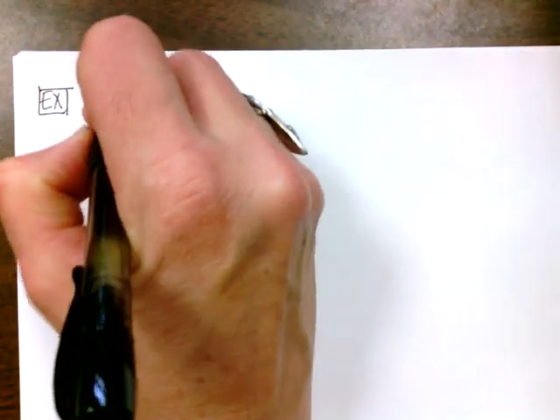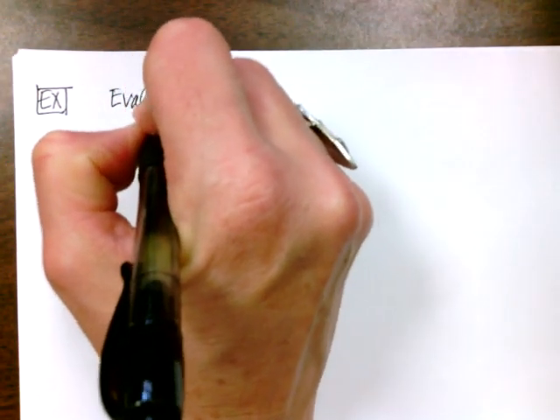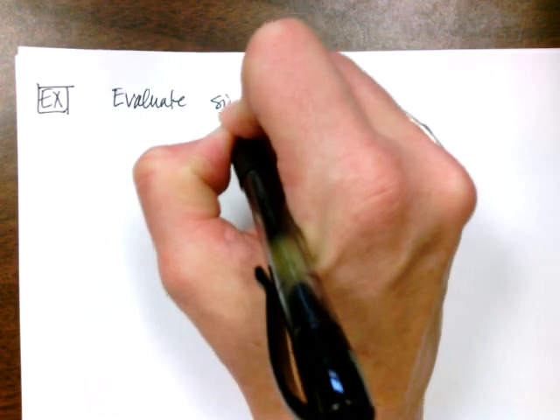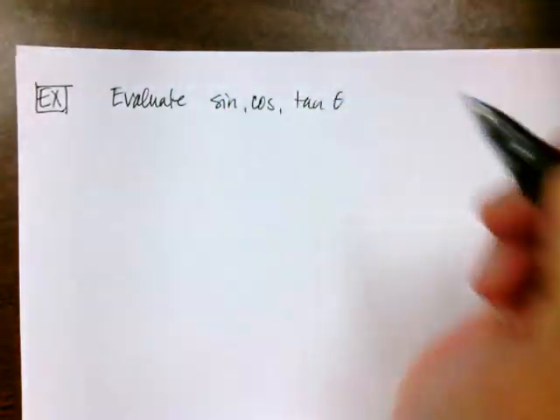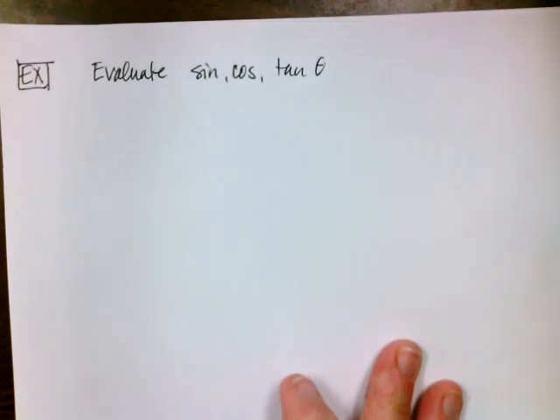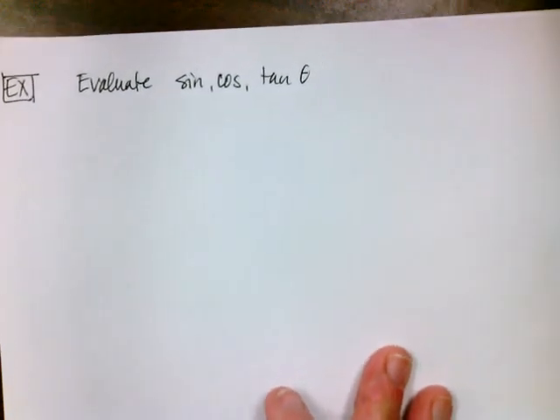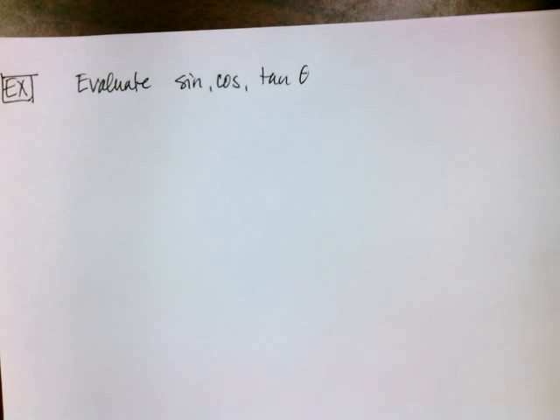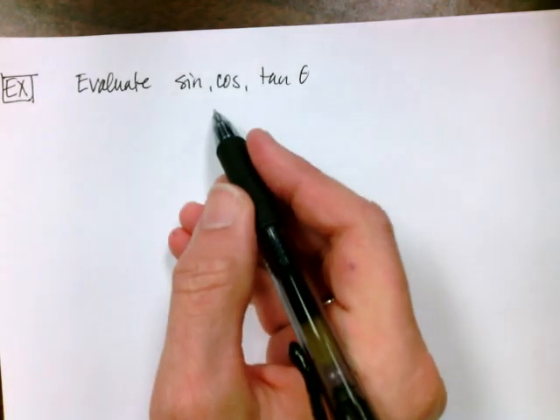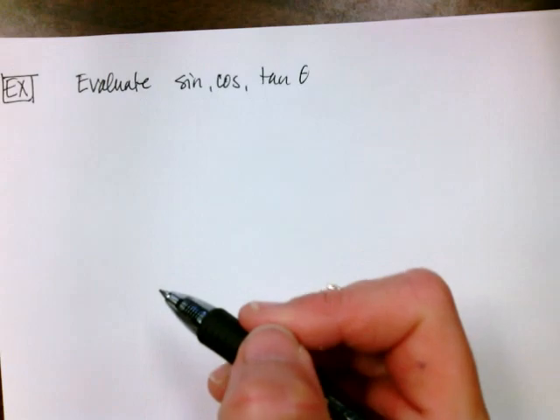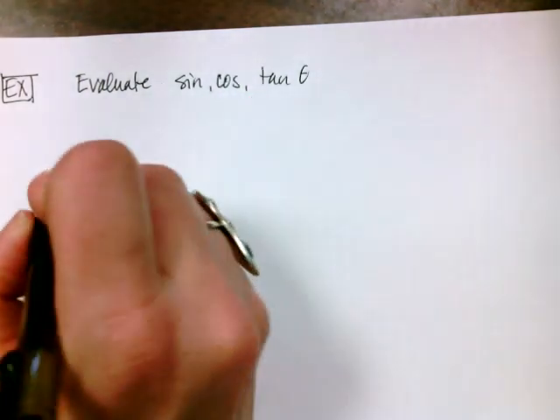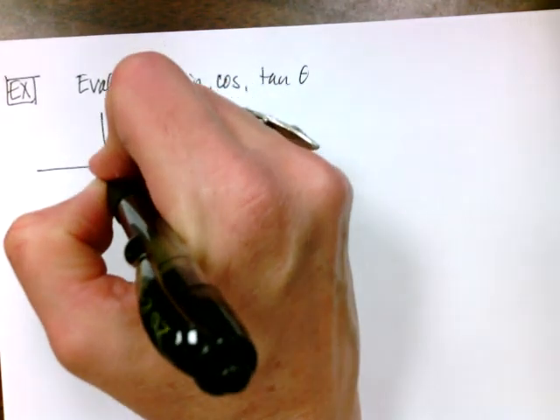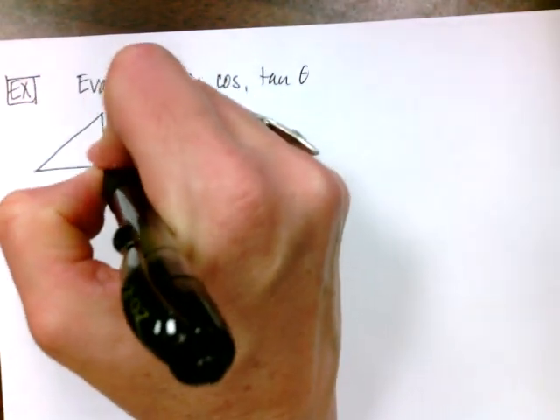Okay, so this one says evaluate sine, cosine, and tangent of theta. Most of the time, when we're doing these problems, we want to leave our answers in fraction form or radical form. So we're not going to go ahead and get decimals. We're going to leave them as a ratio because that's what they are.